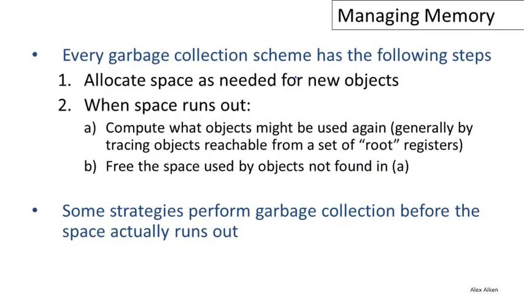So every garbage collection scheme has the following steps. We're going to allocate space as needed for new objects. So we just go ahead and allocate new space as long as we have space, whenever we need it. And when space runs out, we need to compute what objects might be used again. And generally that's done by tracing objects reachable from a set of root registers. And then we're going to free the complement of that set. We're going to free the space used by the objects not found in the previous step. And we'll just say that some strategies do perform garbage collection before the space actually runs out. And we'll actually look at one of those in a future video.